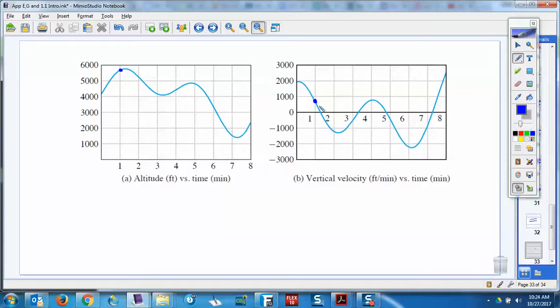So you got a little too caught up in some other stuff, which was true, and it's good to think about, but it's more than you needed to say. At 1 minute, the balloon is going 800 feet per minute. Now, since it's positive, it is going up, right? Because notice that, doesn't that point correspond to this point over here? And this point is going up.